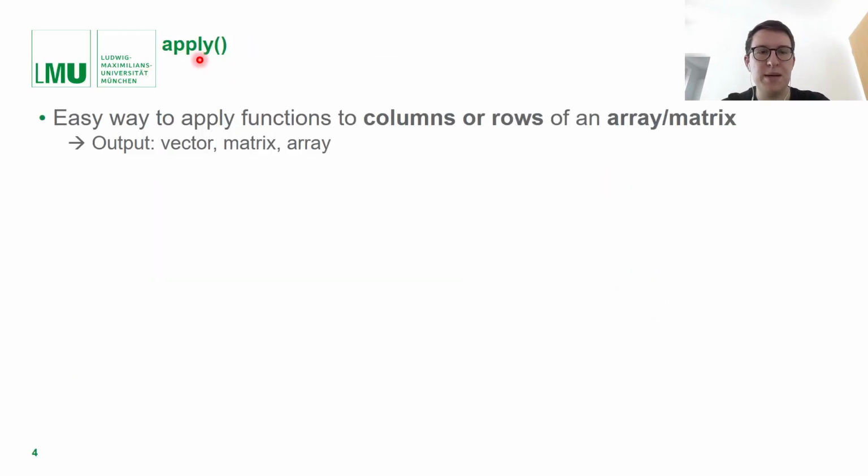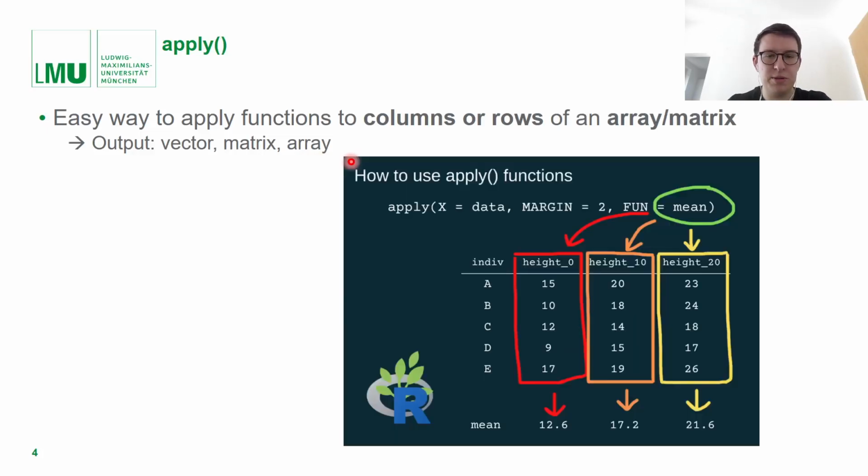Let's start with the most basic and also very useful function. It's called apply. And what is its use case? It's a really good way to apply functions to columns or rows of an array or matrix in a kind of iterative format. Our output here would be a vector, a matrix, or an array, so it's really flexible what the output should be. And maybe this hasn't been that clear already, so let's look at this nice picture as an example.